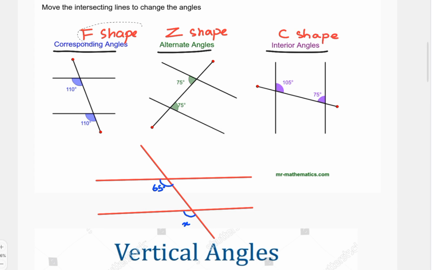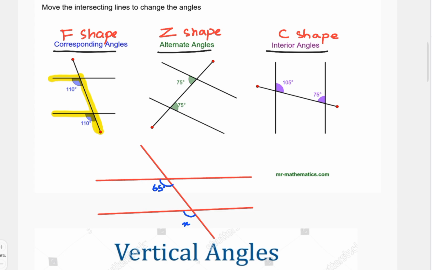Now I'm going to tell you how they make the F shape, the Z shape, or the C shape. Basically, these are the two angles I have shown you. If you look at the lines, this angle is right in between this line and this line. Is that right? If you extend this line a little bit, this 110 is right in between these two lines, and this 110 is in between this line and this line. Is that right?